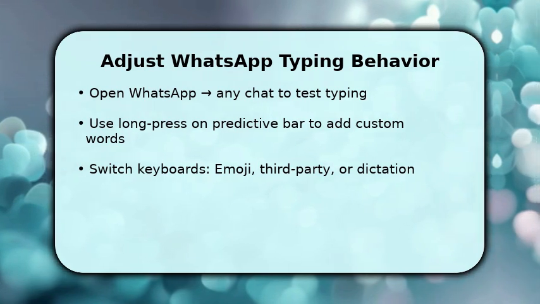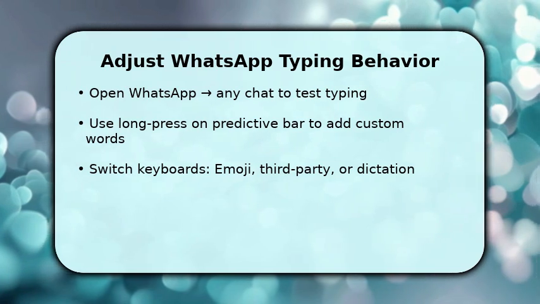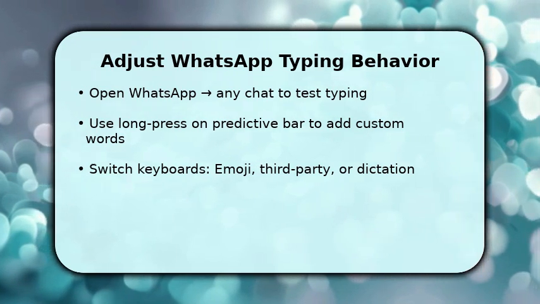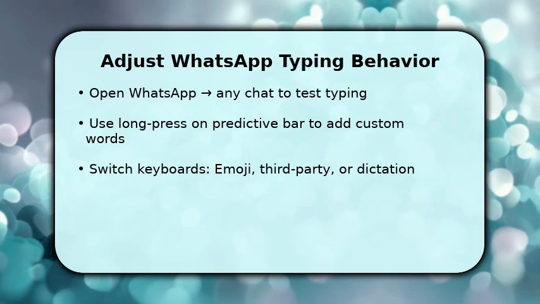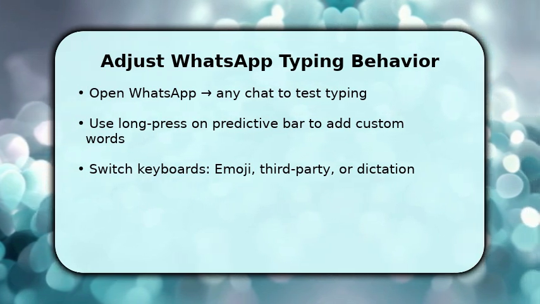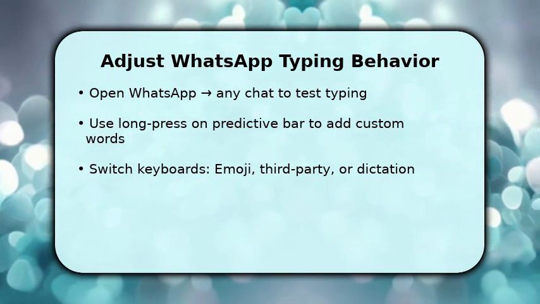If you frequently use names or slang, add them to your keyboard using text replacements in Settings or by accepting suggestions repeatedly until learned. To avoid conflicts, switch between the default iOS keyboard and a trusted third-party keyboard in Settings > Keyboards. Once you test typing and replacements, you'll see more accurate corrections in WhatsApp.